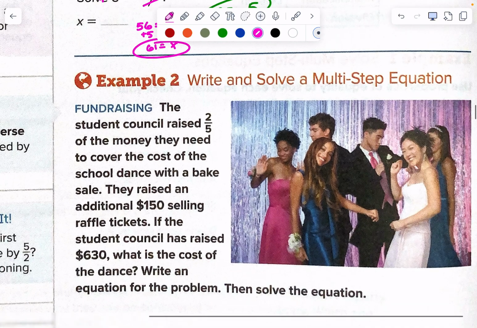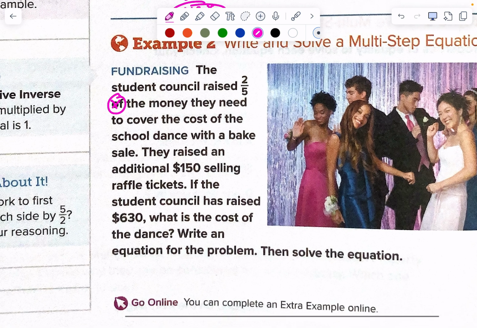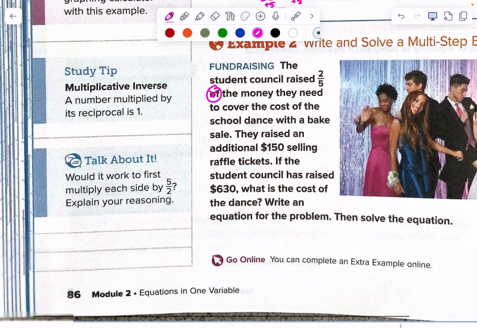All right, example 2. Write and solve a multi-step equation. The student council raised 2/5 of the money they needed to cover the cost of the school dance with a bake sale. They raised an additional $150 selling raffle tickets. If the student council has raised $630, what is the cost of the total dance?